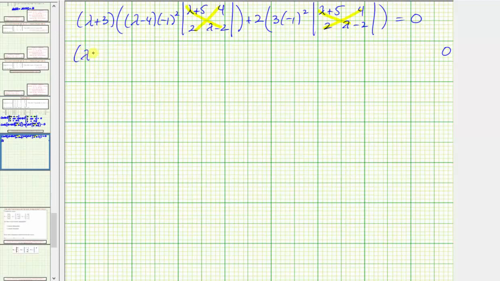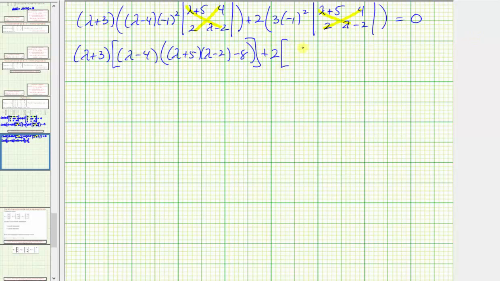So we have the quantity lambda plus 3. Let's go ahead and use a bracket here. And then we have negative 1 to the second, that's positive 1. So we have lambda minus 4 times the value of the determinant, which is the quantity lambda plus 5 times the quantity lambda minus 2. And then minus 4 times 2, which is minus 8. So we have a closed parenthesis here, then a bracket. And then plus 2.